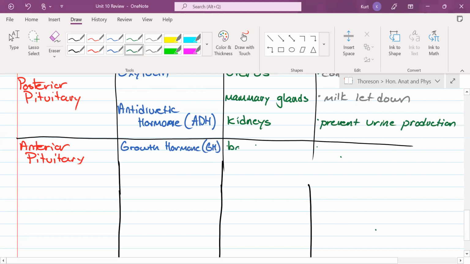Mostly bones and muscle. And what does it cause them to do? Yeah, it's not tough. Stimulates them to grow. Okay, the next one is prolactin. What's the target of prolactin? Mammary glands. So it's pretty simple. What does it promote?